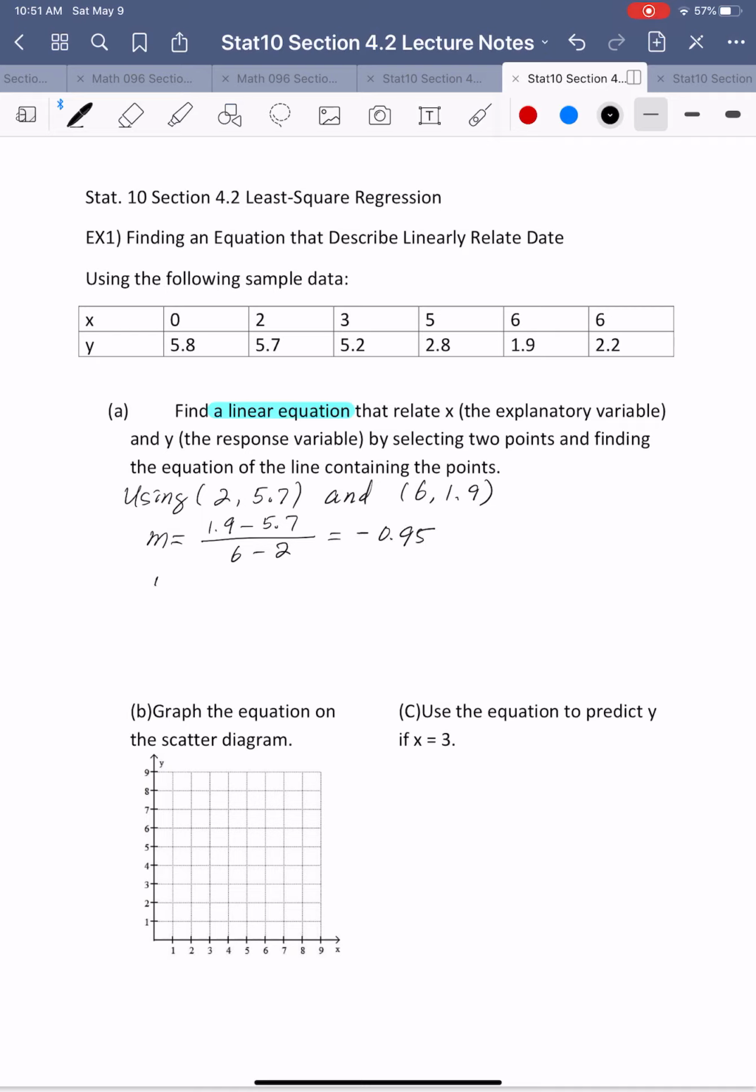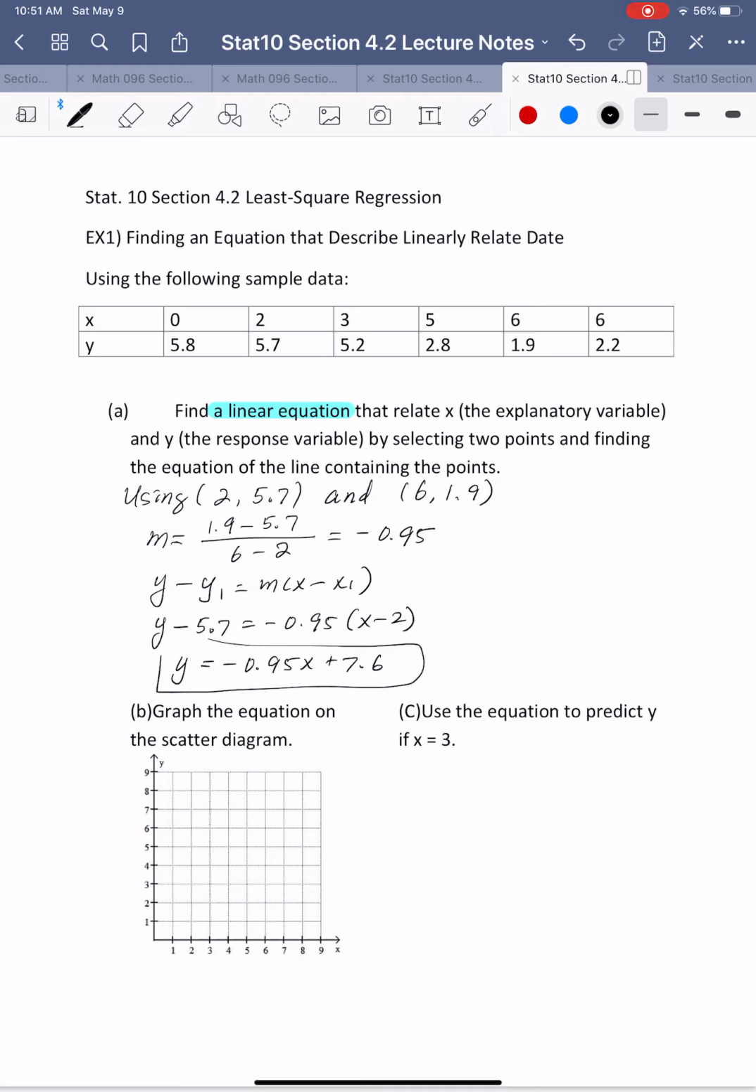And also using the point-slope form: y sub 1, I use 5.7, slope is negative 0.95 times (x minus 2), with 2 as x sub 1. And then I want to solve for y. I got y equals negative 0.95x plus 7.6. So this is actually the equation we found from the table.